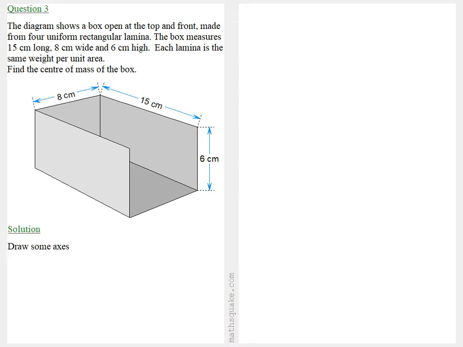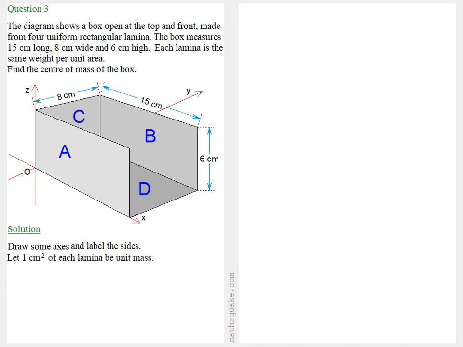Well, to solve this, let's draw some axes, X, Y and Z, and label the sides. We can label them A, B, C and D. Let 1 square centimetre of each lamina have unit mass. Now for lamina A, the area is 6 times 15, which means the mass is 90. And we've got the X coordinate is halfway across, which is 7.5. The Y coordinate is 0, and the Z coordinate is halfway up, which is 3.